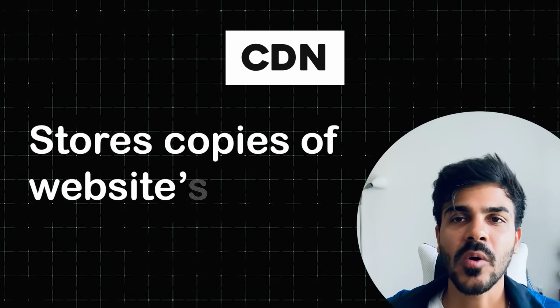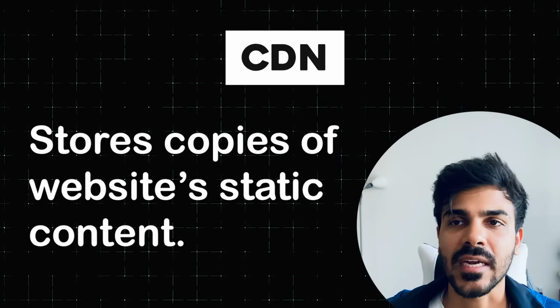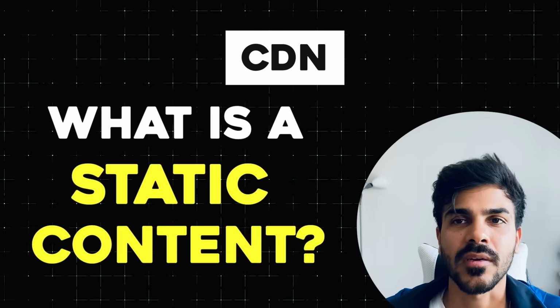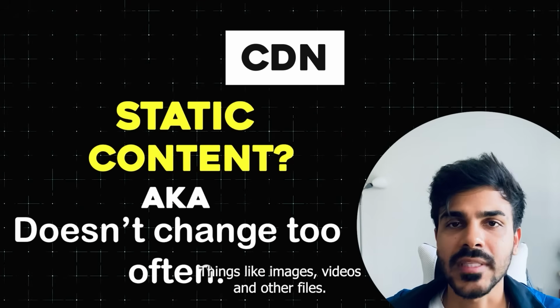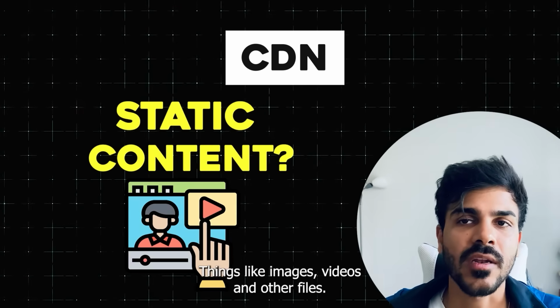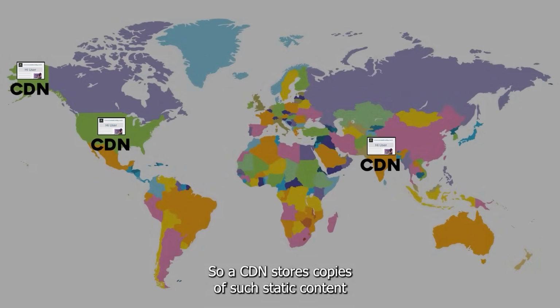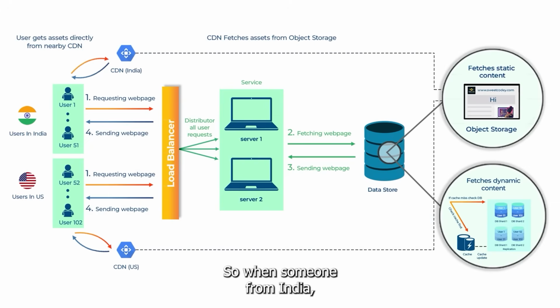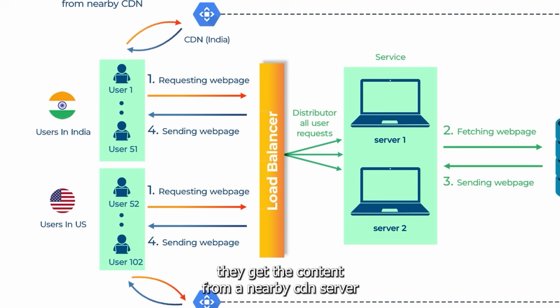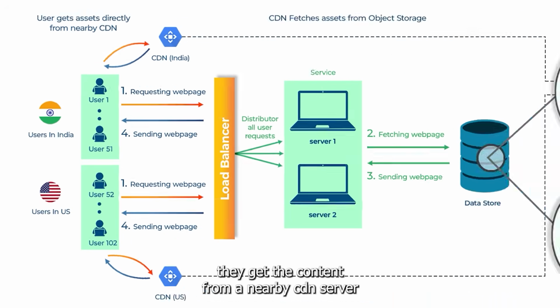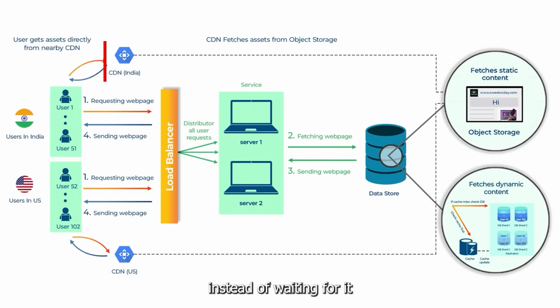A CDN stores copies of your website's static content. What is static content? The content which is static, aka that doesn't change too often. Things like images, videos, and other files. So a CDN stores copies of such static content at various locations around the world. So when someone from India, let's say, tries to access sweetcodey.com, they get the content from a nearby CDN server instead of waiting for it to come all the way from the US.